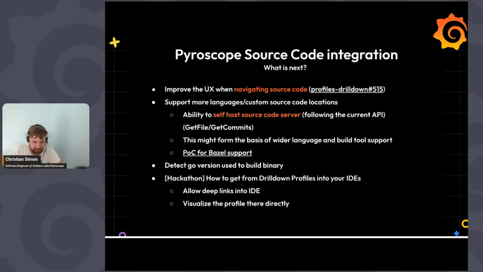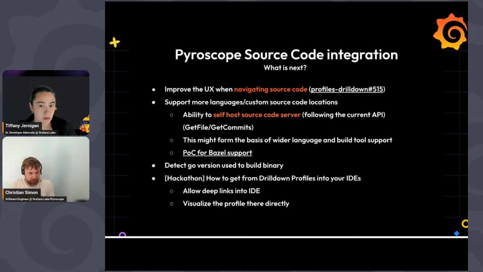I also linked the proof of concept I've done for this Bazel Go, but I do think this could be a good gateway for venturing into multiple languages, because for other languages you need slightly other ways of fetching the dependency source code. And I do think it will allow us to iterate quicker on this when we have different source code servers doing this kind of work for us.